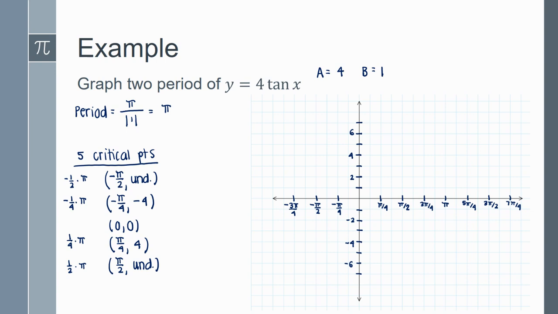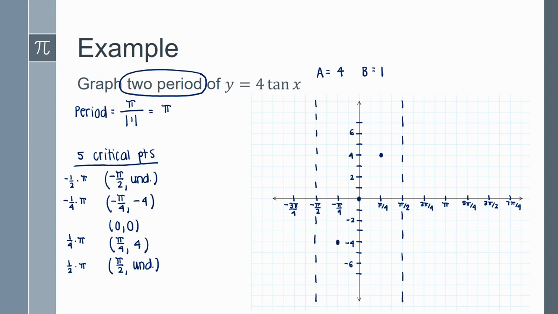Okay, I do need to, once again, understand that this time I want 2 periods. So my critical points are going to get me 1 period, and then we will repeat that again to get the second period. So at negative pi over 2, I want a vertical line because that is my vertical asymptote. Then at negative pi over 4, we want to go down to negative 4. At 0, we're at 0. At pi over 4, we're up at positive 4. And then at pi over 2, we have another vertical asymptote.